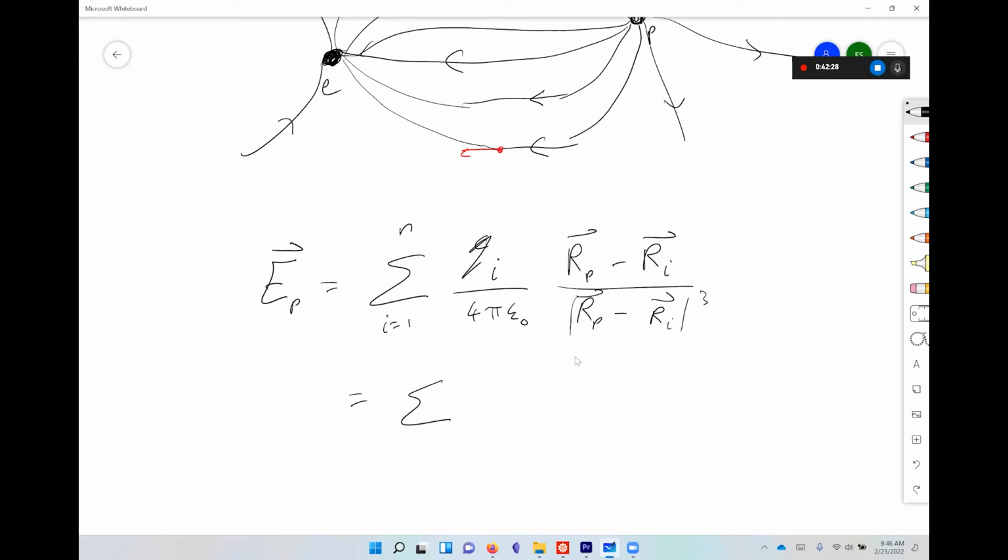Another way of writing it is i equals 1 to n, qi over 4 pi epsilon naught. We can use this notation, r hat, going from i to p. Remember, we use this condensed notation. So this means the unit position vector from charge i to point P over RIP magnitude squared. The cubed went away because now I have a unit vector here. This is equivalent to this.